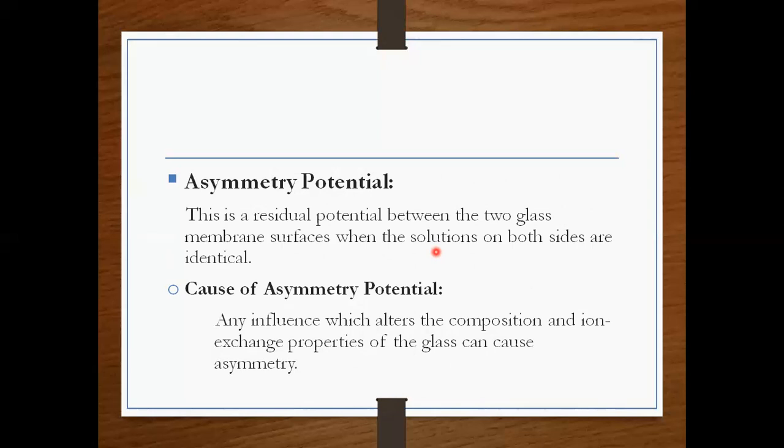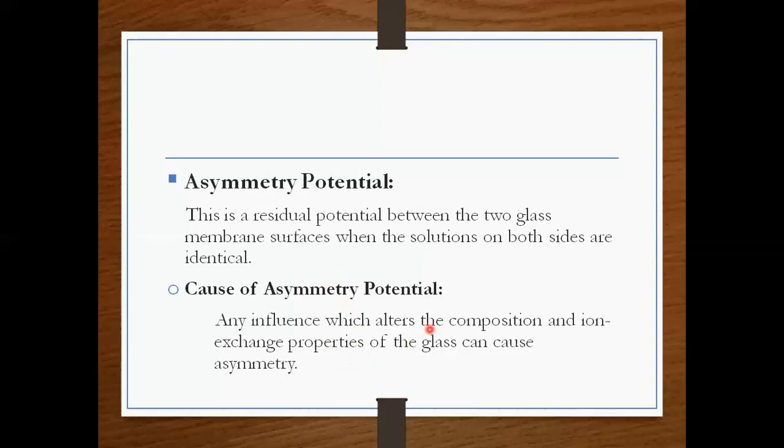This potential difference is normally a few millivolts. So what causes the asymmetric potential to rise? Any influence which alters the composition and ion exchange properties of the glass can cause asymmetric potential. So the composition and the ion exchange properties of the glass influence the asymmetric potential. The magnitude of this potential varies with the pH of the solution in contact with the glass, with age, with temperature, and with time.